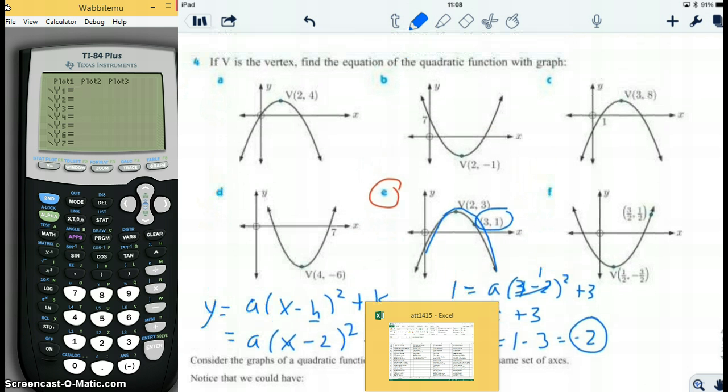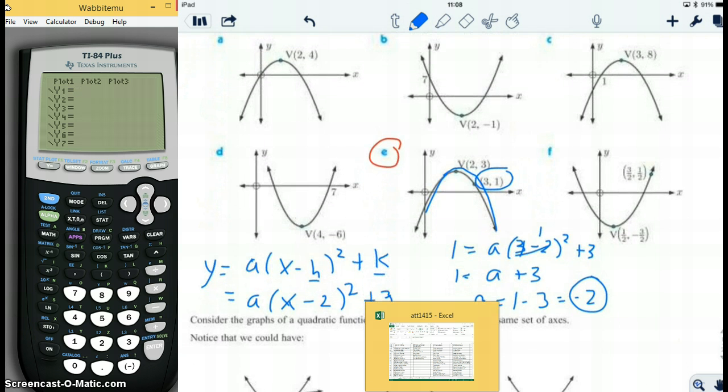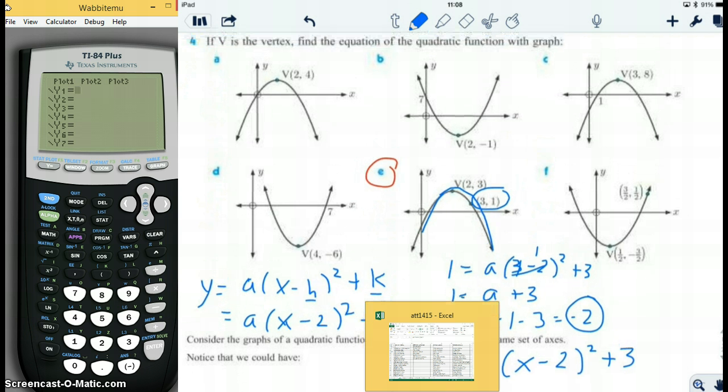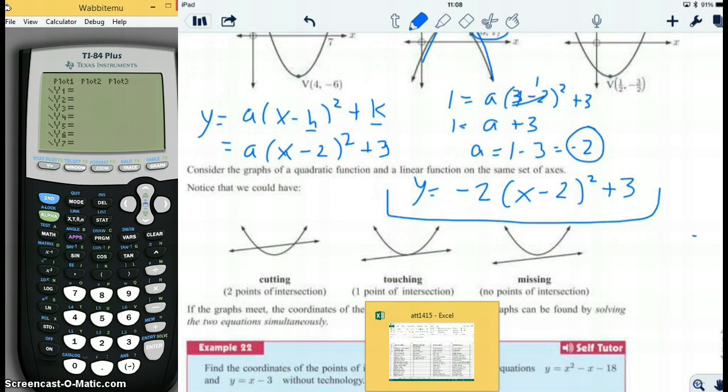So we have the equation y equals negative 2 times (x minus 2) squared plus 3. And since they never said that we need to put it in standard form or anything, this is fine the way it is. Okay.